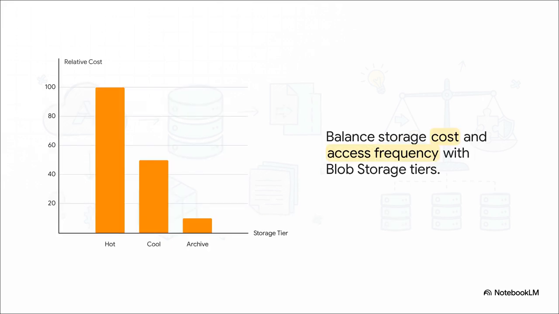And this is where Blob storage tiers are an absolute game changer. Think of it like a closet in your house, okay? You keep the shoes you wear every day right at the front. That's the hot tier. They're easy to grab, but they take up prime real estate. Then you have the shoes you only wear once a year for a wedding, right? Those go in a box way in the back in the archive tier.